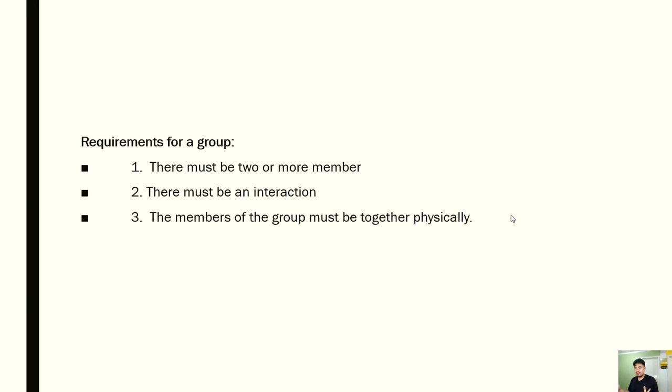In the school, di ba? The classroom is considered to be a group. Wherein, in a formal setting, the teacher will now speak. And students supposedly will now listen, so may interaction siya. Or kung informal setting, kunyari break, naglalaro, naghaharutan dyan sa classroom, that is now an interaction. The members of the group must be together physically.